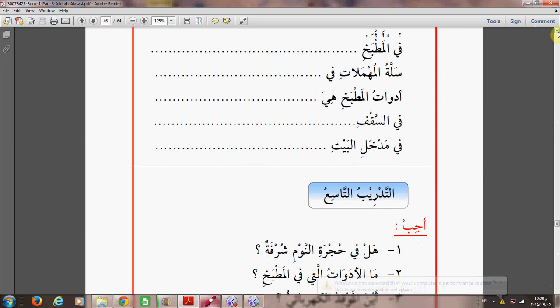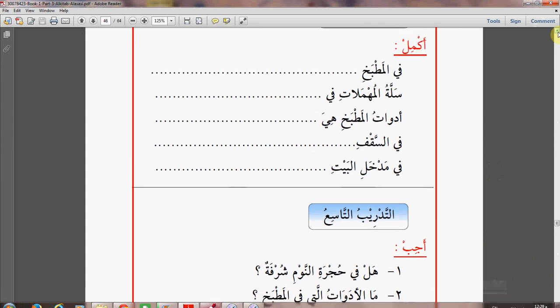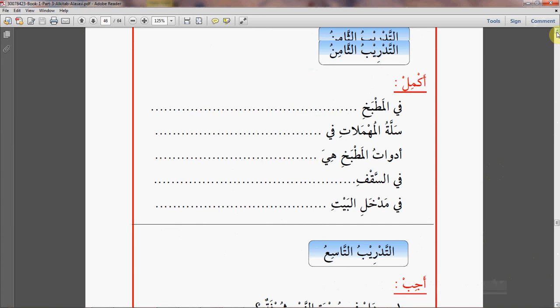Next exercise. أكمل. So التدريب الثامن, exercise 8. أكمل, complete. Now you try to find from the vocabularies that we already know the suitable vocabulary that you can add here in the space to make a useful logical sentence.